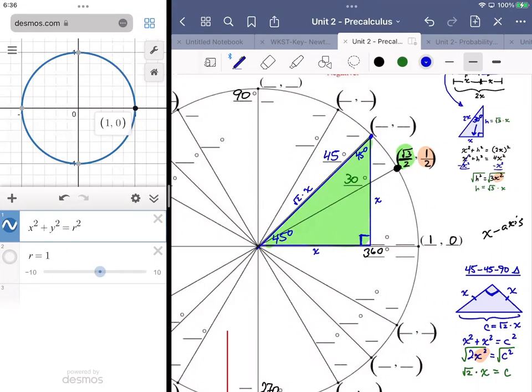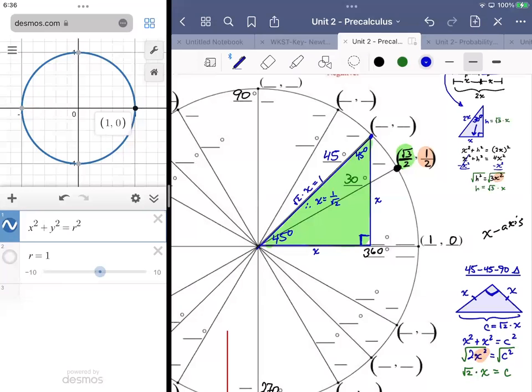Now again, it's a unit circle. It's a circle with a unit radius of 1. So that means that this hypotenuse value has to be equal to 1. Therefore, x has to be equal to 1 over radical 2, as in, divide both sides by radical 2. So I actually know the length of the two sides now.